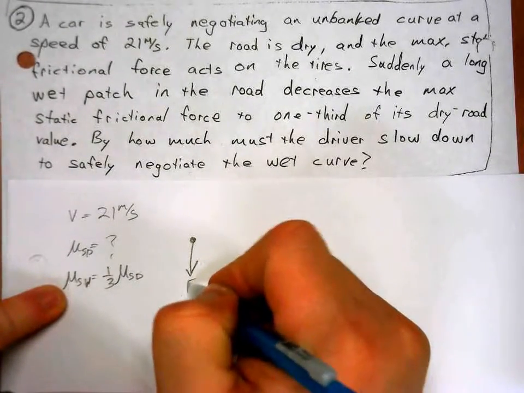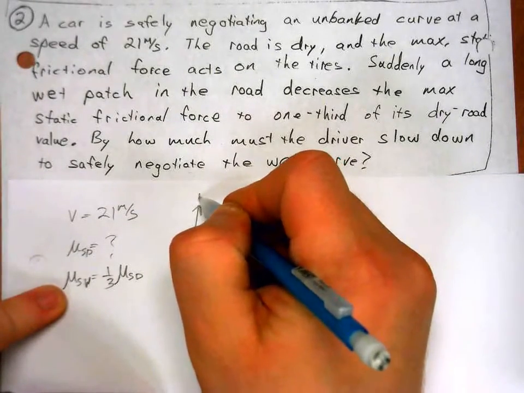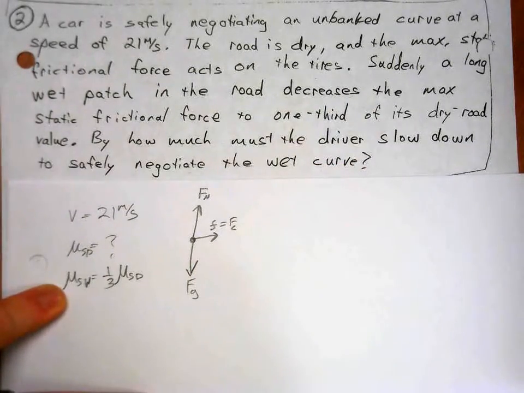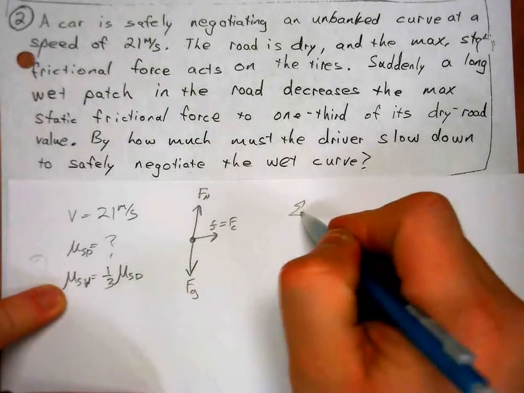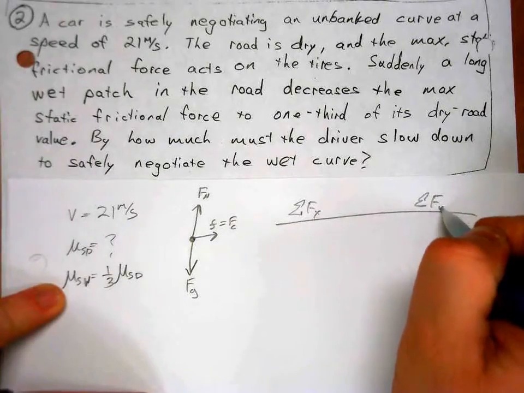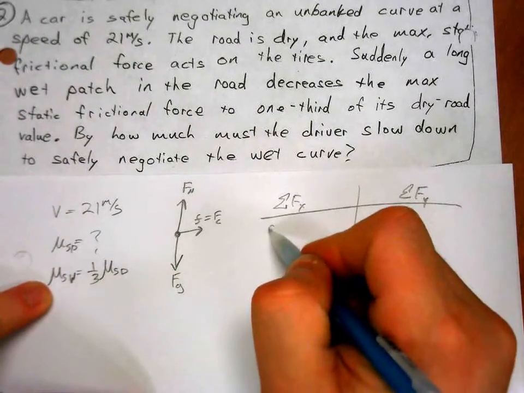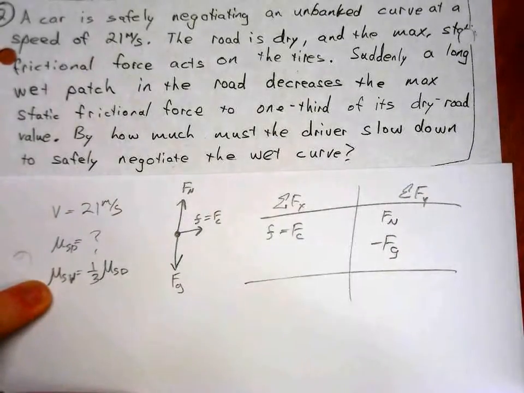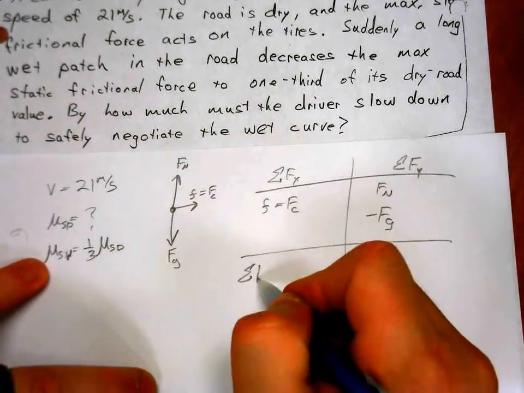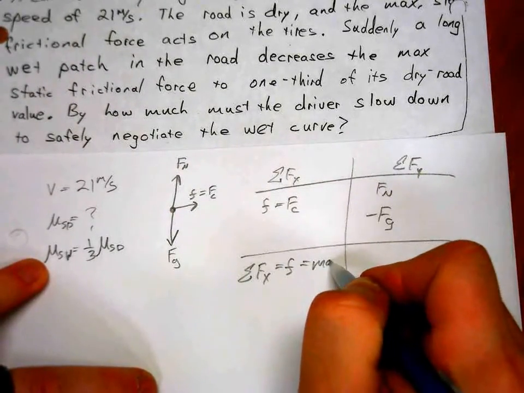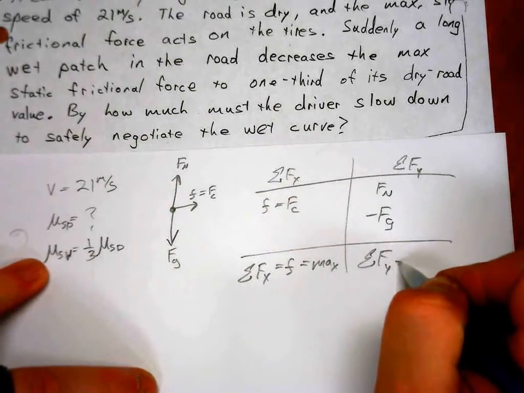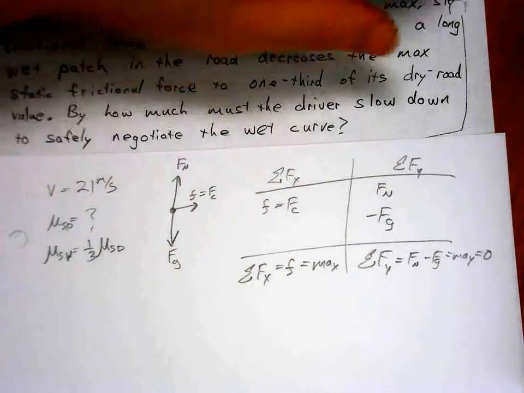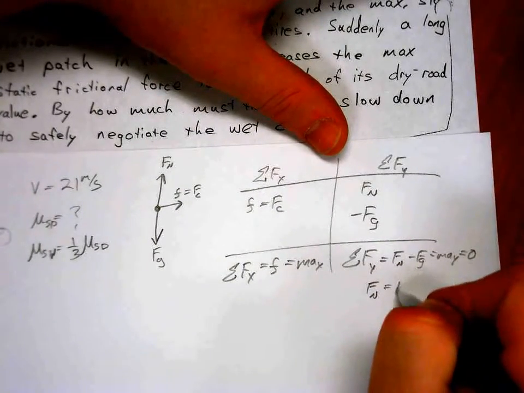Okay, so force of gravity is working downward. The normal force is working upward. The force of friction then equals the centripetal force. So summing up our forces, F of x, F of y. F of x is just F, which equals the centripetal force. F of y equals Fn, and gravity is negative. Summing up the forces in the x direction, that is just friction, which equals max. And summing up these forces, Fy equals Fn minus Fg equals may, and we know that equals 0 because there's no motion in the vertical direction. So the normal force equals Fg.